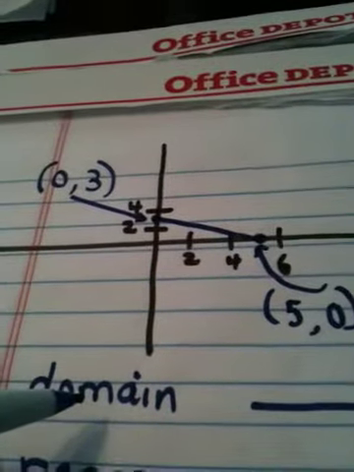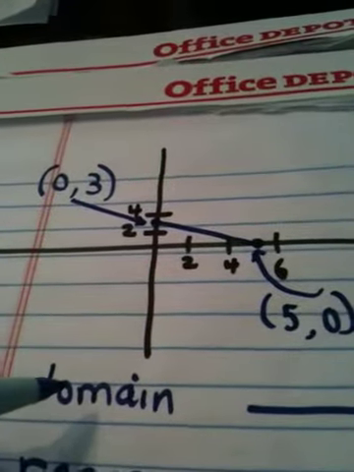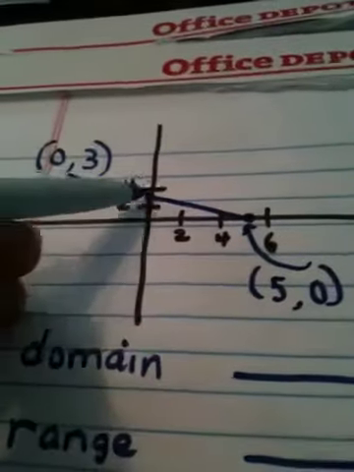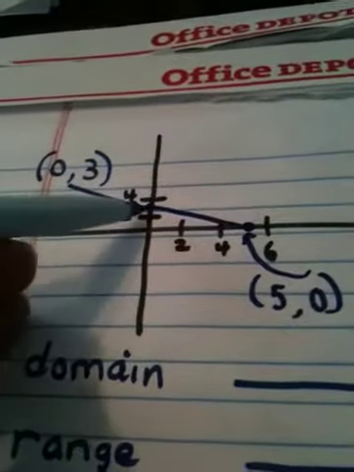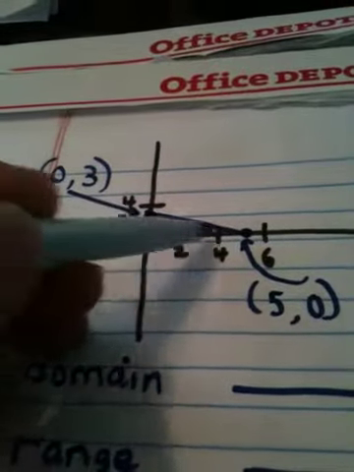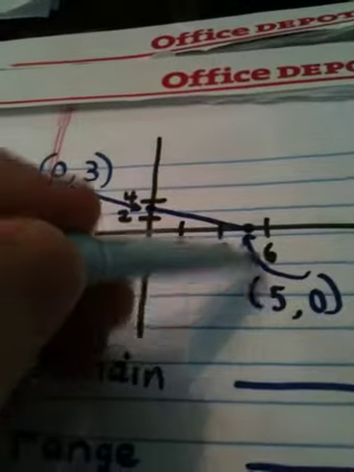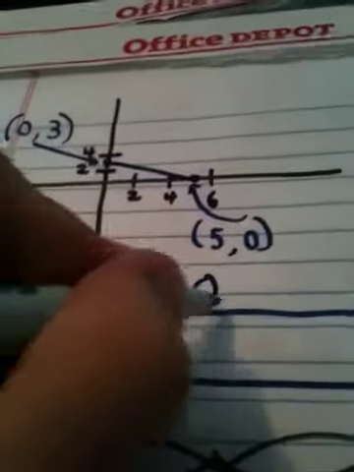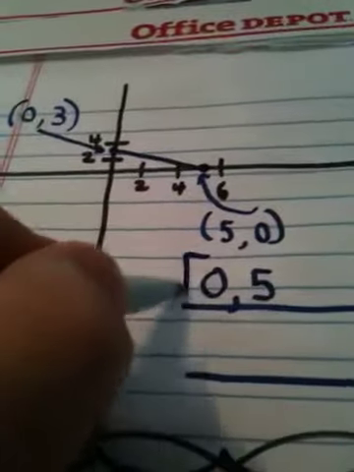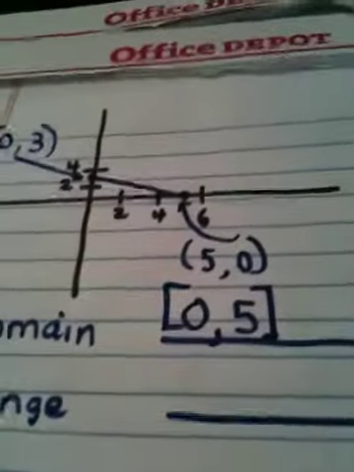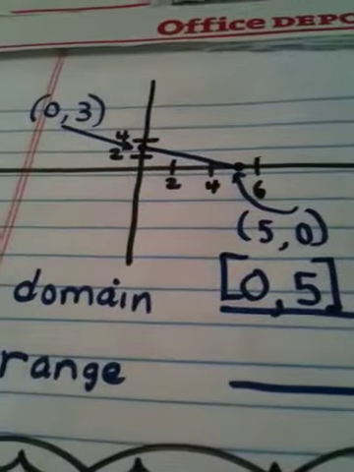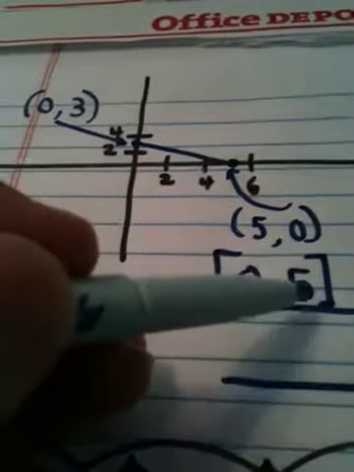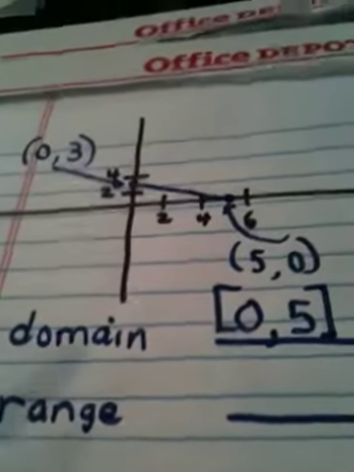Remember, domain is your x value, and to find domain, you always scan from left to right. My left x value, which is here, is 0. So I start scanning from 0 to, and my x value here is 5, so my domain is I have scanned from 0 to 5. And I put brackets on those because those points are included on my graph. The number 0 is a number that is part of my answer. So is 5. It's part of my answer.